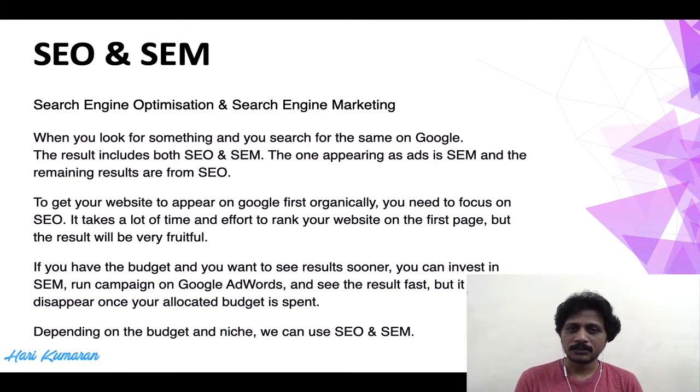That's all. If you have a budget and you want to see results soon, then you can invest in search engine marketing, where you pay money to Google. There's a tool called Google AdWords where you pay and bid on the particular keyword you want to be showcased, and Google will show your website in the ad. SEM will give fast results, but it will disappear once your budget is depleted.